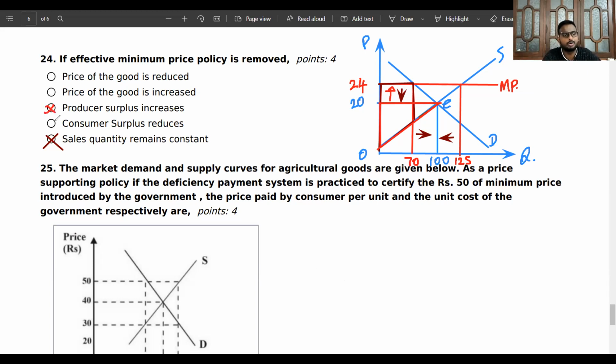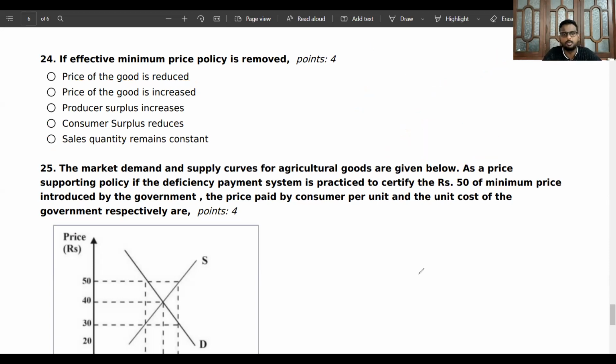But you don't need to go all those places because, like I said, when the minimum price is removed, automatically what's going to happen? Price of the product first, that's what's going to happen. Price of the product will get reduced from 24 minimum price to the normal equivalent price of 20. Price will get reduced. So the answer to this question is the first one.